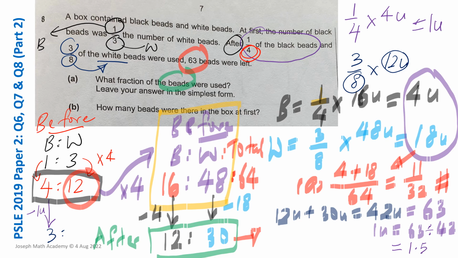How many beads were there in the box at first? So at first it's 64, it was found earlier over here. 64 units at first will be 64 multiplied by 1.5. So 64 times 1.5 gives us 96. So 96 is our answer for part B. So part B is completed. So number 8 is done.